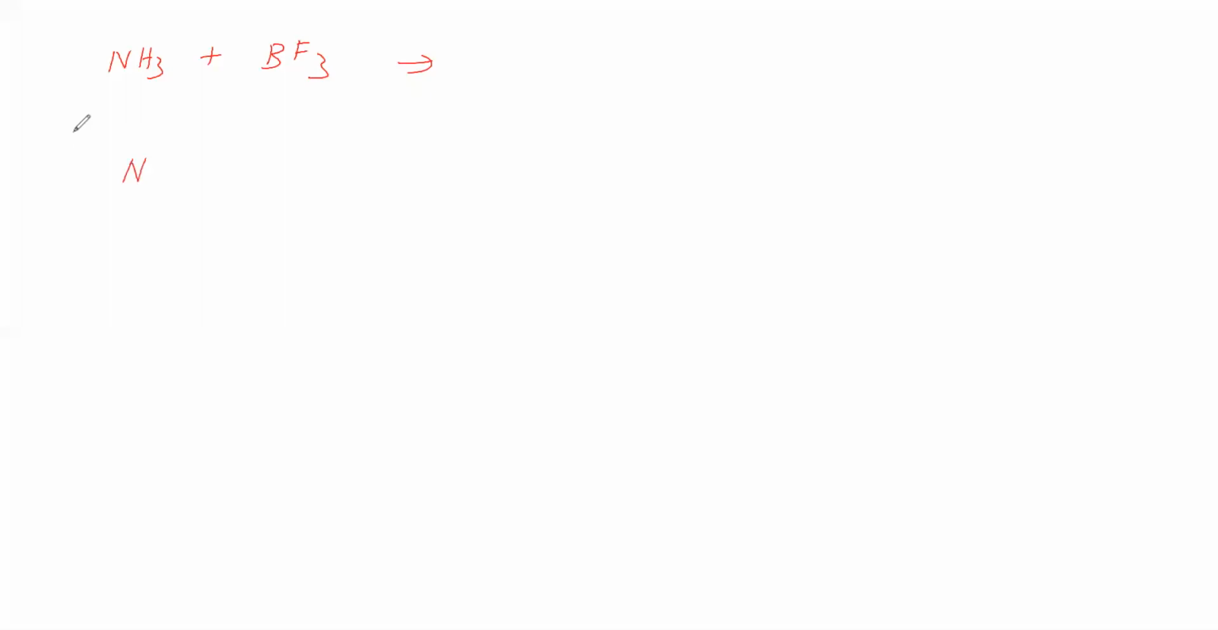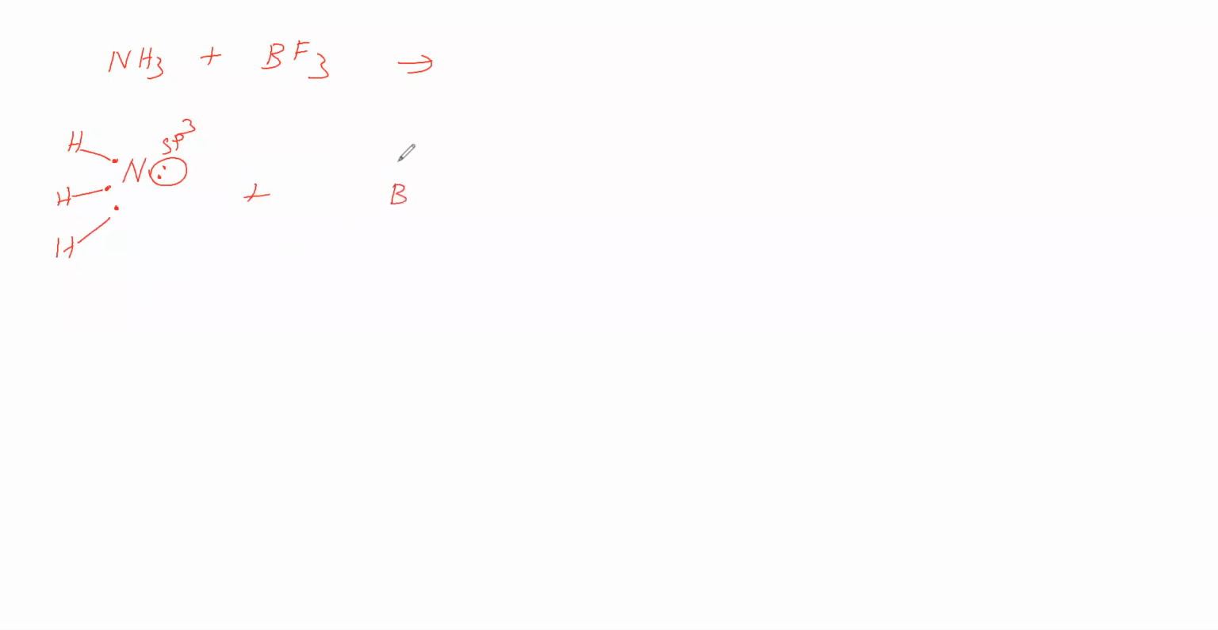In the ammonia structure, we know that the central atom is nitrogen. It comes under the 5th A group, so the valence shell has 5 electrons. Those 5 electrons we write, and each unpaired electron makes a bond with hydrogen. The lone pair is present in an sp3 orbital. Next we will take BF3.